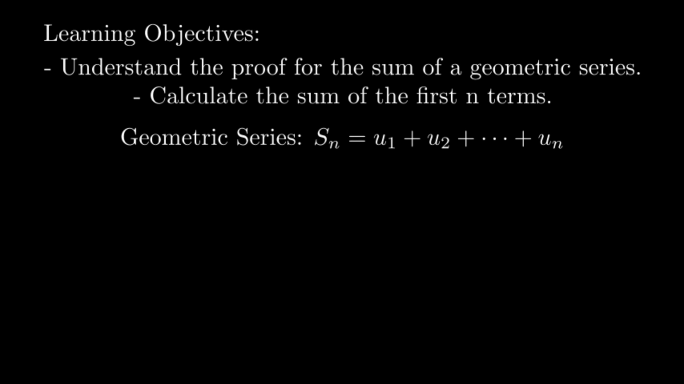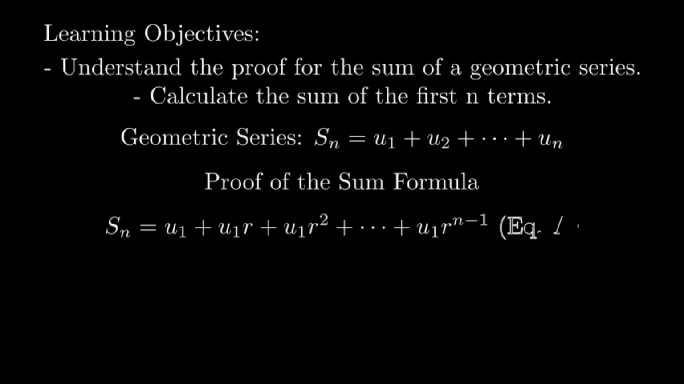There's a very elegant formula for this, but I want to show you where it comes from first. Understanding the proof is key. Let's prove the sum formula. First, let's write out S sub n in terms of u sub 1 and r. S sub n equals u sub 1 plus u sub 1 times r plus u sub 1 times r squared, all the way up to the last term, which is u sub 1 times r to the n minus 1.